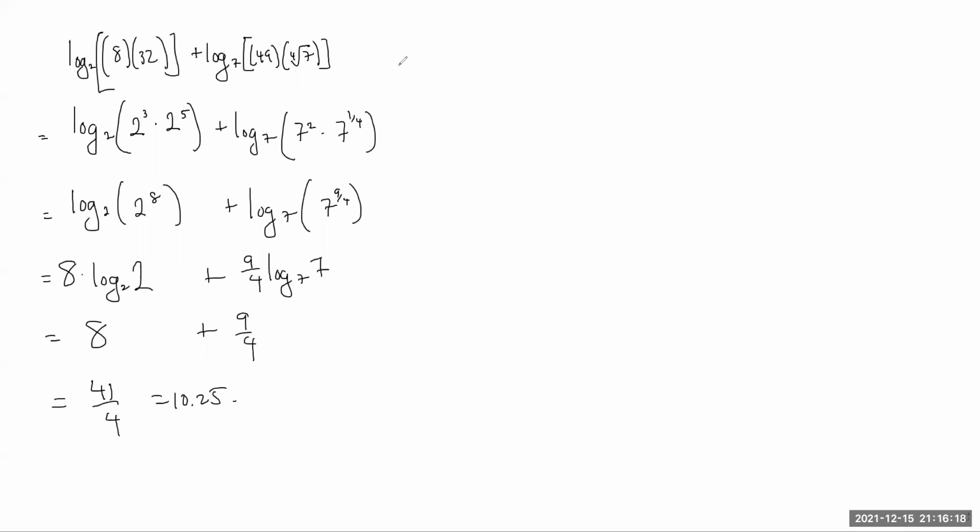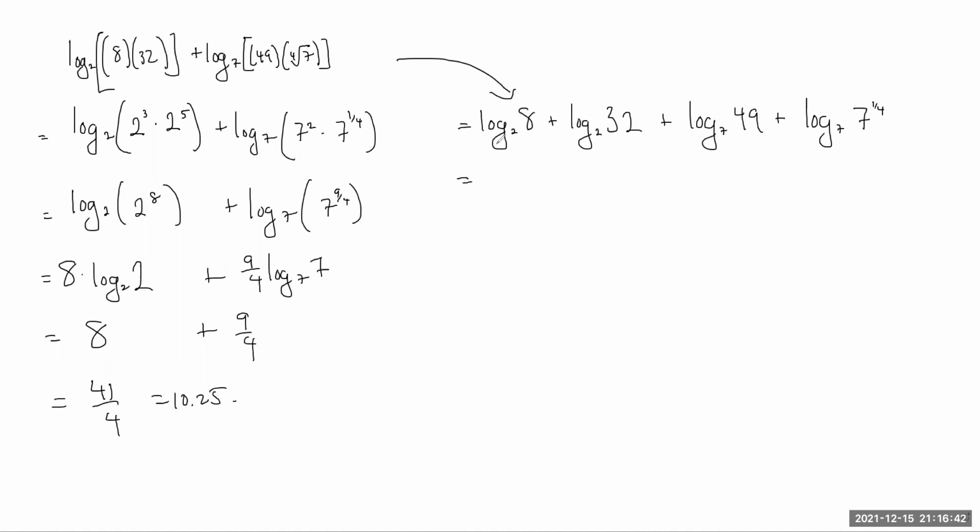For example, I mentioned before that you could try using product law. This is log 2 of 8 plus log 2 of 32, which is added to log 7 of 49 plus log 7 of 4th root of 7, which is 7 to the power of 1 over 4. That becomes a 3. This becomes a 5. That's a 2. This is 1 over 4. And you get the same answer. Hope that helps. Moving on to the next question.